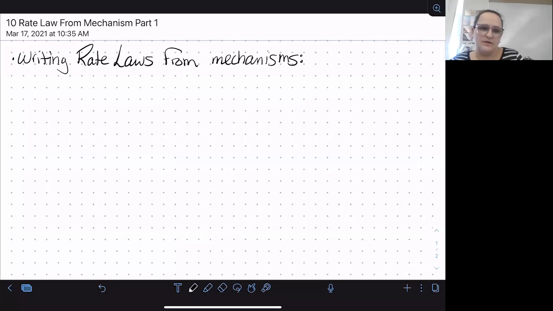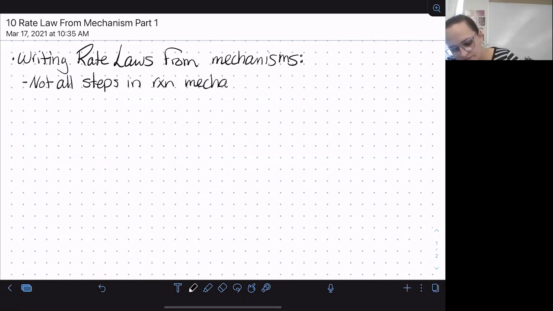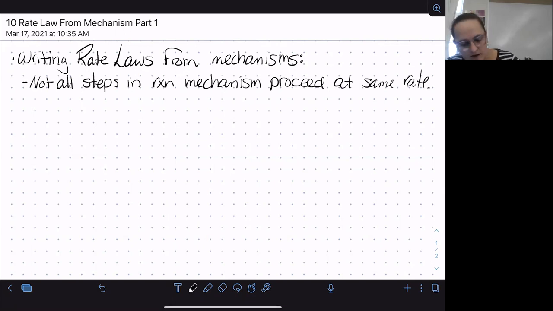In this video, we're going to start looking at how we can use a reaction mechanism to write the rate law for an overall reaction. So what we need to recognize first is that not all steps in a reaction mechanism proceed at the same rate. And the rate of the overall reaction is going to be controlled by whichever step of its mechanism is slowest. The reaction as a whole cannot go faster than the slowest step of the reaction.